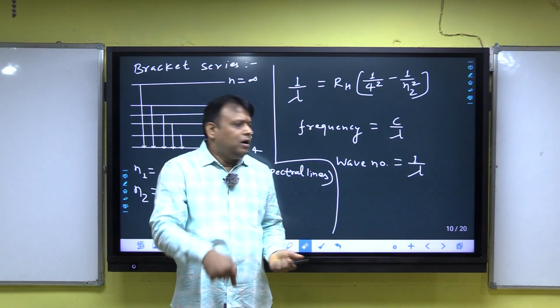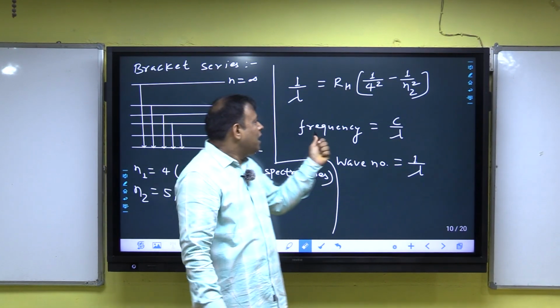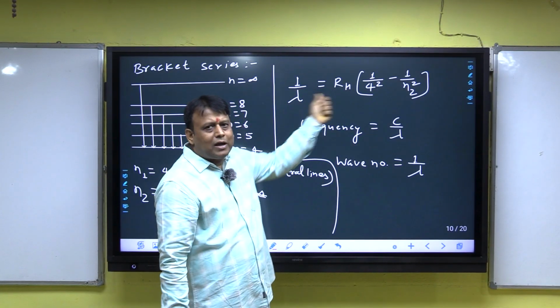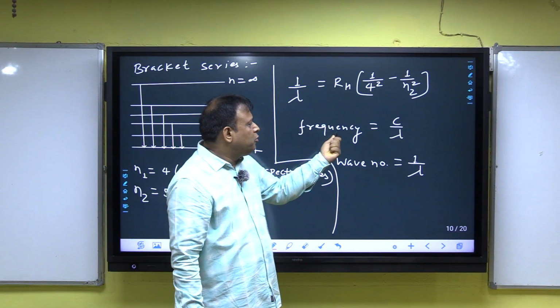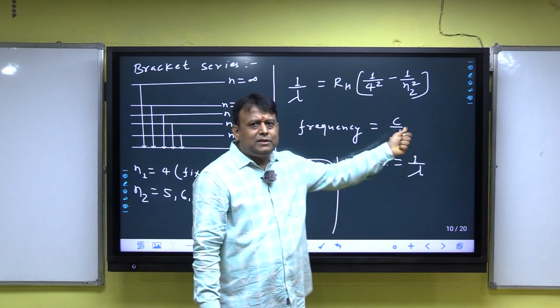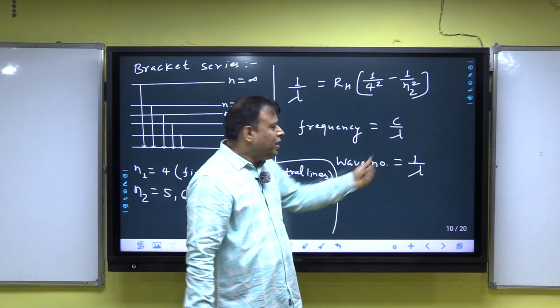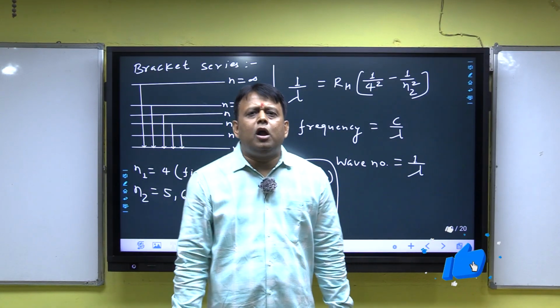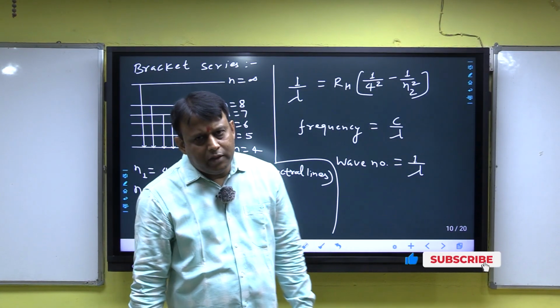Shortest lambda, n2 always infinity, and also frequency is equal to c by lambda. When I calculate lambda, then frequency is also c by lambda, where c is the velocity of light. And 1 by lambda is also called wave number. The reciprocal of wavelength is called wave number.